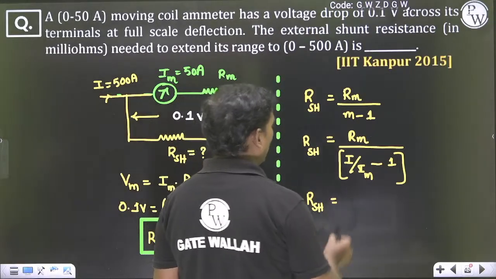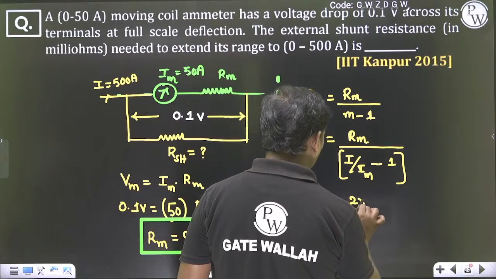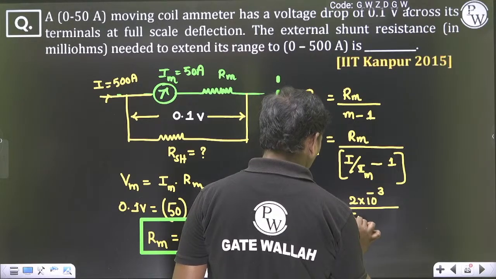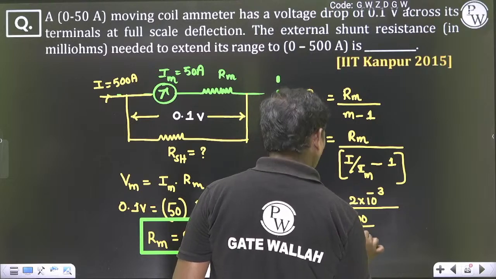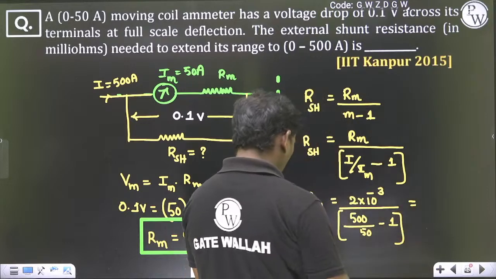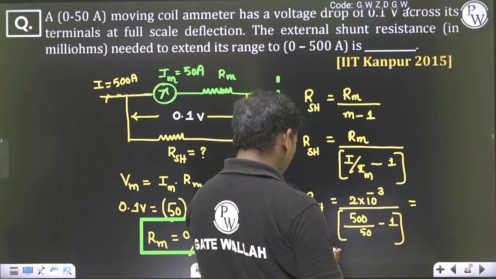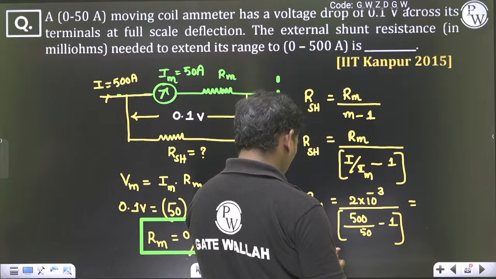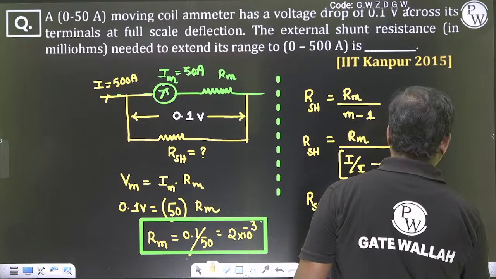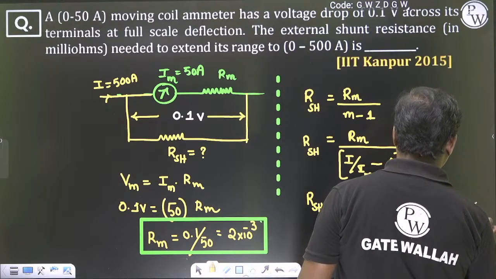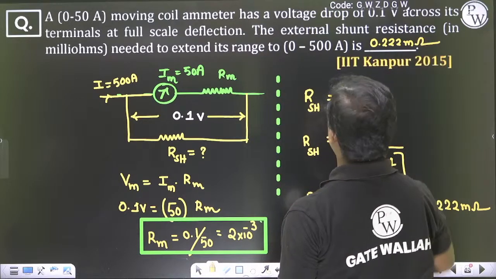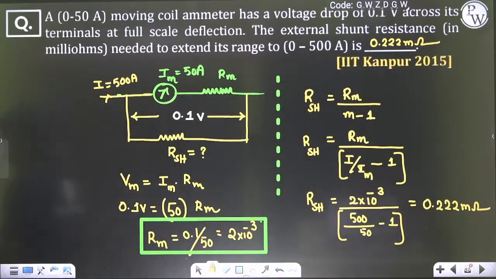So RSH is equal to Rm by this. I can take it as 2 into 10 power minus 3. Capital I is 500, Im is 50, minus 1. 500 divided by 50 is 10, minus 1 is 9. 2 divided by 9, the answer is 0.22. So I am getting 0.222. The right answer is 0.222. This is the right answer.